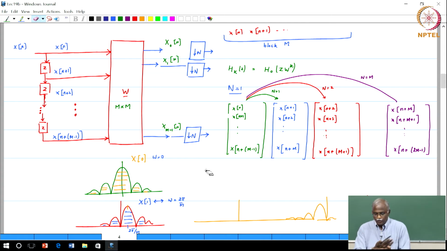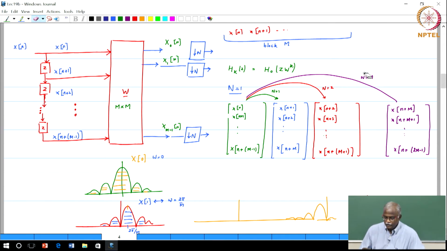Sometimes you want to have a 50% overlap between the successive vectors. So, which means that you would choose n equal to m by 2. M by 2 will give you 50% overlap, and of course you can have anything in between. You can have variations of that as well.